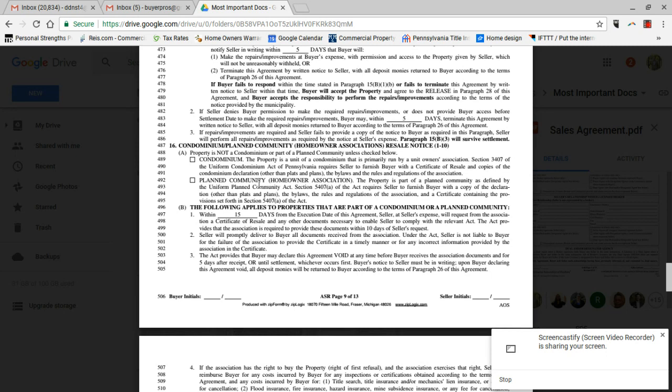If you didn't, let's say you had 5 days and you didn't terminate, and on day 6 they give you the documents. The buyer looks at them and they're like, wow, this is crap. They told me we could have pets, and there's no pets allowed in this place. I'm backing out of this deal. The buyer is breaching the contract because you missed your time frame. So you really have to watch those time frames on condos and HOAs.